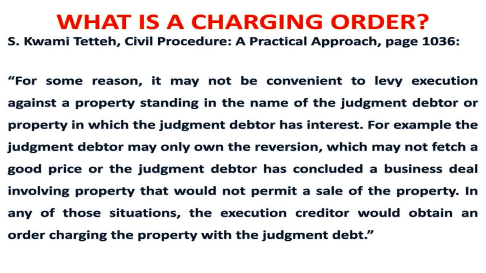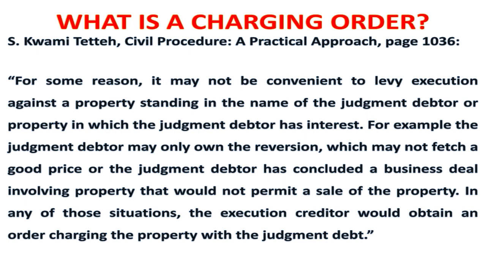For some reason, it may not be convenient to levy execution against a property standing in the name of the judgment debtor or property in which the judgment debtor has interests. For example, the judgment debtor may only own the reversion. And now let me explain this. It could be that the judgment debtor has a land, he has given a lease to somebody for 5 years. But after the 5 years, it's coming back to the judgment debtor for the next 75 years. So it may not be convenient for you to go right now and sell the property because somebody is already in the building that has a lease for 5 years. So it says that, for example, the judgment debtor may only own the reversion.